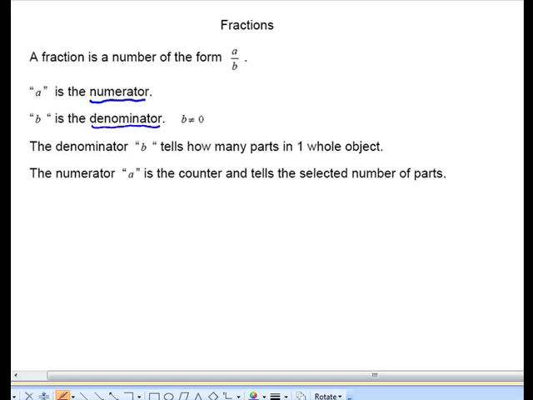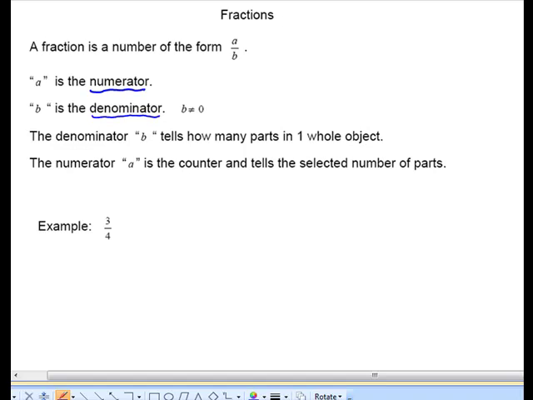Fractions. A fraction is a number of the form a over b. A is called the numerator. B is called the denominator. B is not allowed to be 0. The denominator, b, tells you how many parts there are in one whole object. The numerator, a, is the counter and tells the selected number of parts.